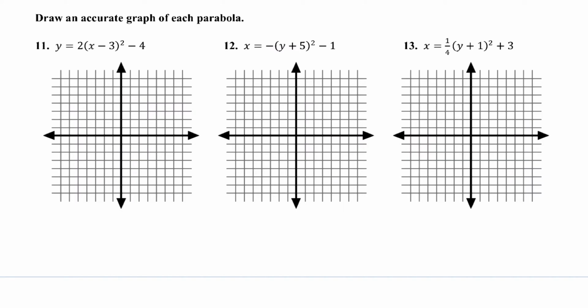Part of the parabola section is graphing. When we graph, we only need 3 points. So we're going to graph the vertex and then 2 points on each side. Now when you graph these in Alex, you will only actually need 2 points. You'll need the vertex and then 1 point on each side.